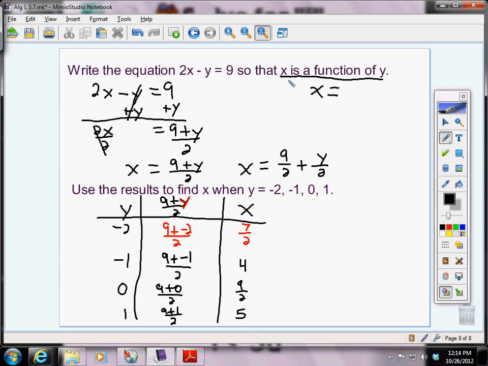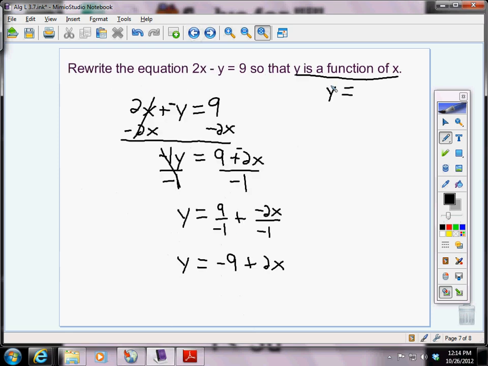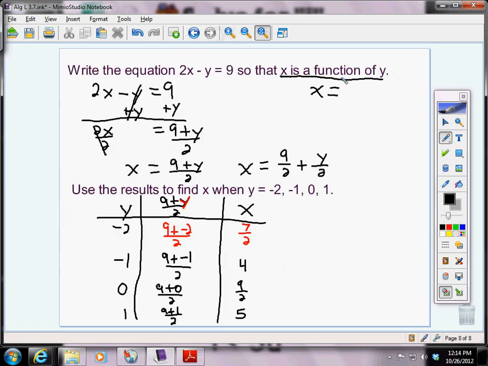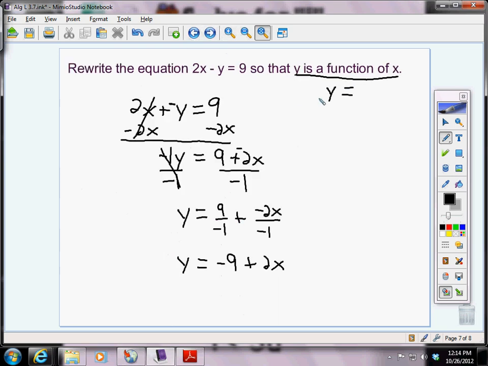Please try to remember that when we're solving equations, if it says y is a function of x, that means y equals. We want y equals. If it says x is a function of y, or whatever variables, this means x equals. And function form is going to be really important to remember, especially solving for y, as we move on in algebra.